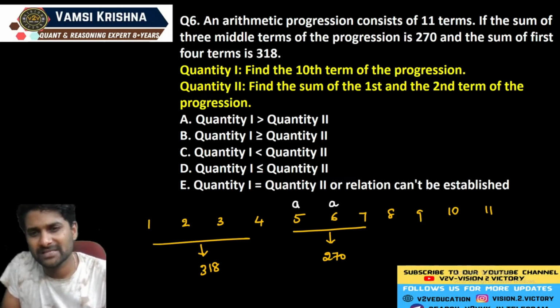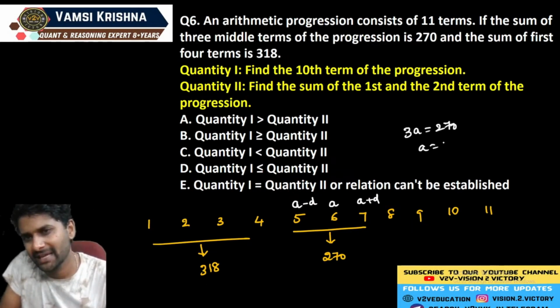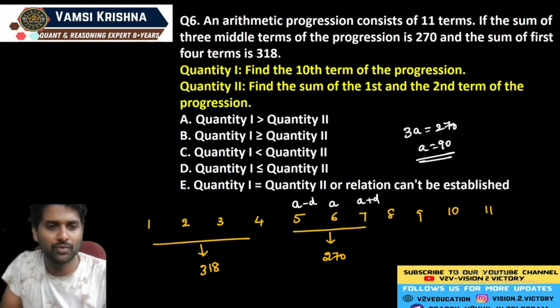So what about the previous number? It's a minus d, and the next is a plus d. Guys, the sum of these three values is exactly equal to how much? It's 3a. 3a is equal to 270. Now you will get the a value. The a value is equal to 90. You will get one of the values.